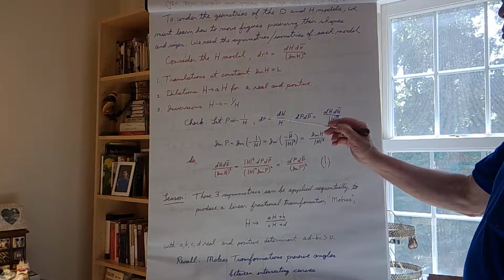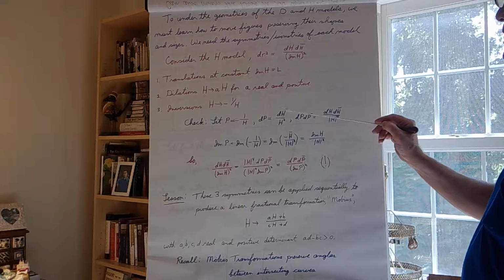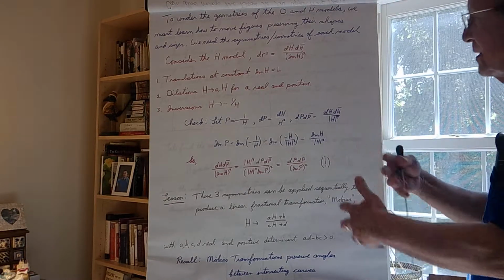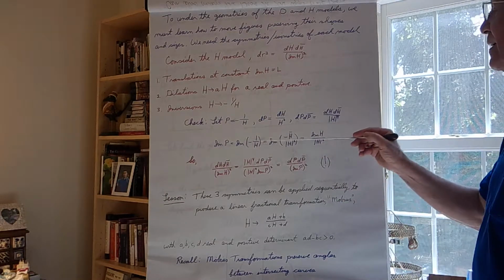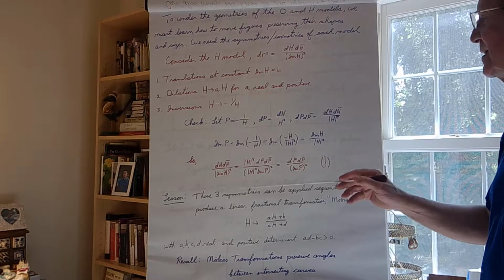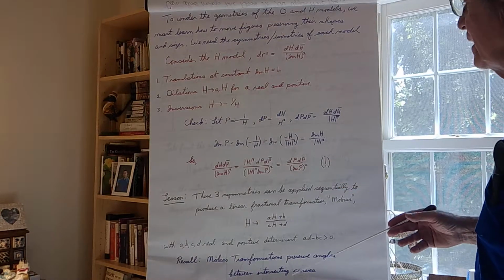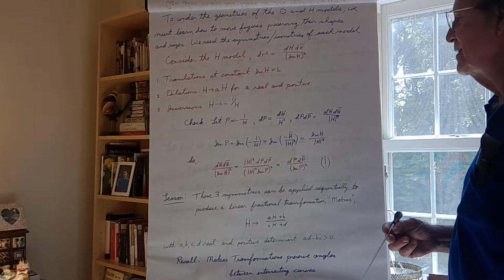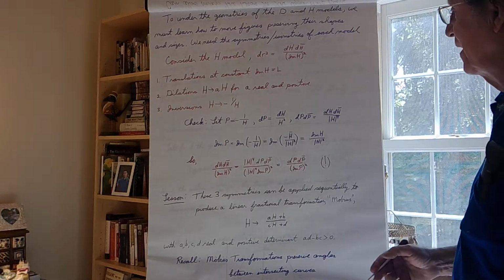Okay, well, P is 1 over H, so dP is dH over H squared, etc. I just do my little complex analysis exercises. I don't want to dwell on it here because it's something you just sit down and do. It's more fun for you to verify it yourself.